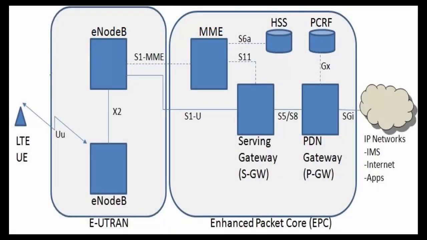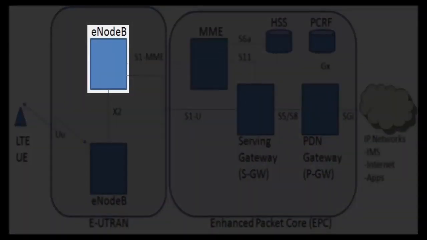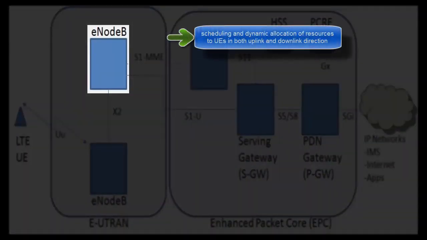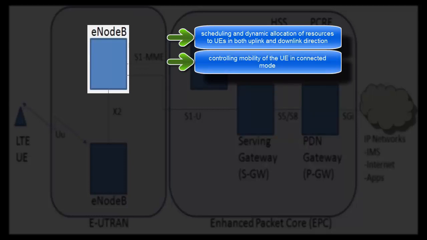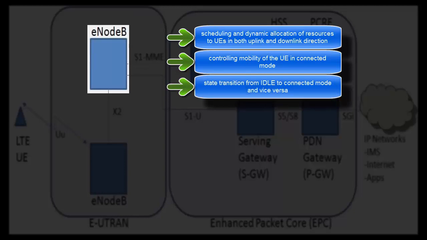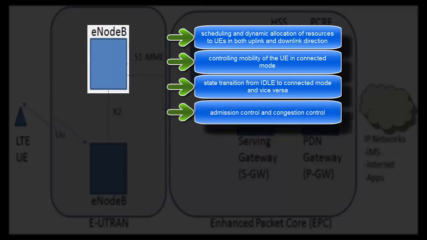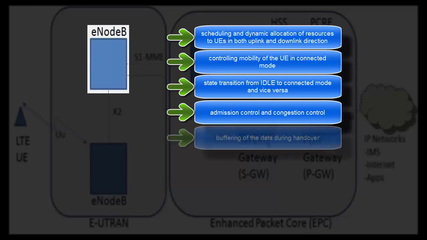So we have had an overview of all the nodes. Now I would like to summarize whatever we have learned till now. Let's come to Node B and revise what all it does. Number 1, scheduling and dynamic allocation of resources to UEs in both uplink and downlink direction. Number 2, controlling mobility of the UE in connected mode. Number 3, state transition from idle to connected mode and vice versa. Number 4, admission control and congestion control. Number 5, buffering of the data during handover.